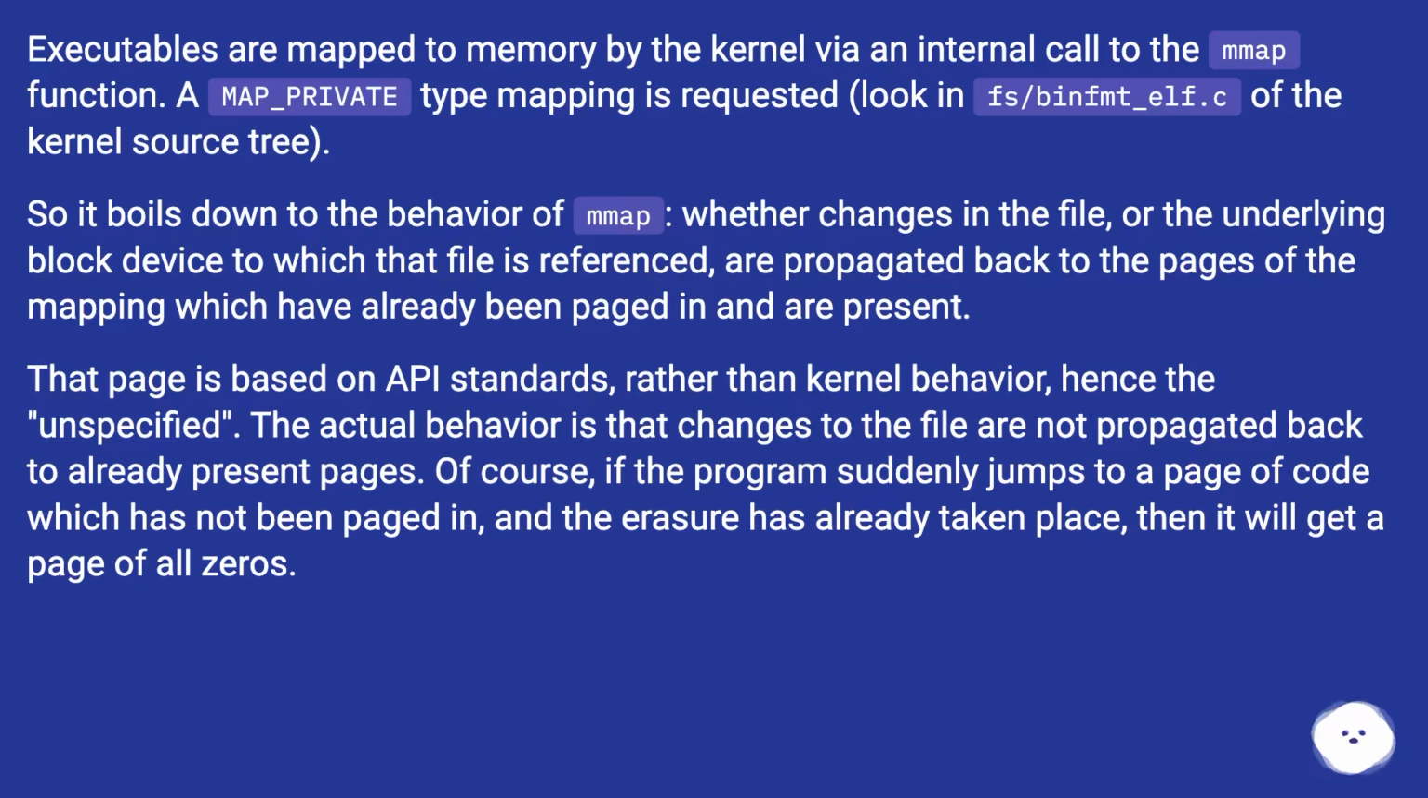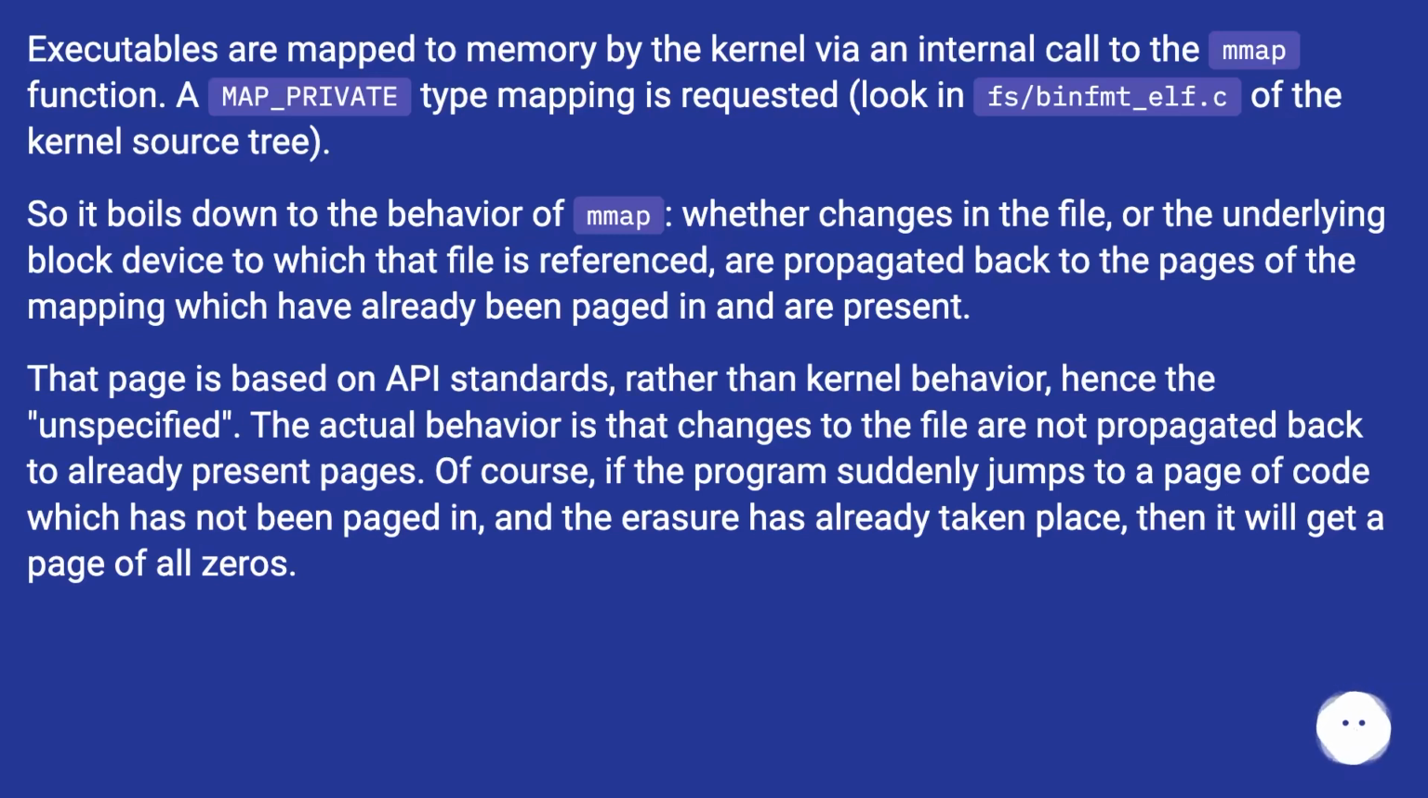So it boils down to the behavior of mmap, whether changes in the file, or the underlying block device to which that file is referenced, are propagated back to the pages of the mapping which have already been paged in and are present. That is unspecified based on API standards, rather than kernel behavior. The actual behavior is that changes to the file are not propagated back to already present pages.